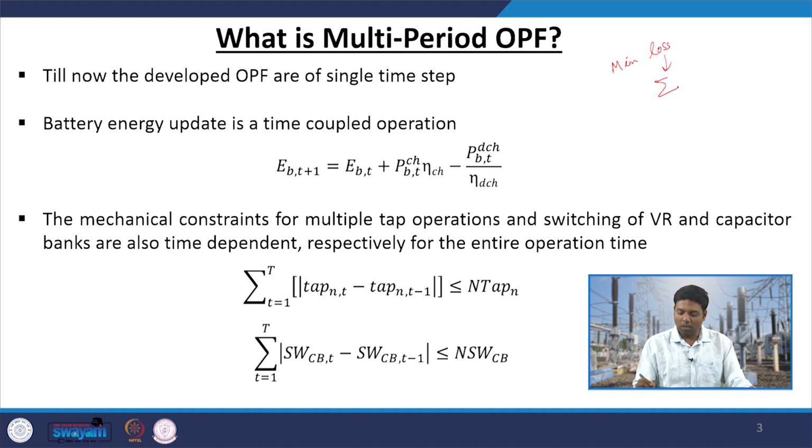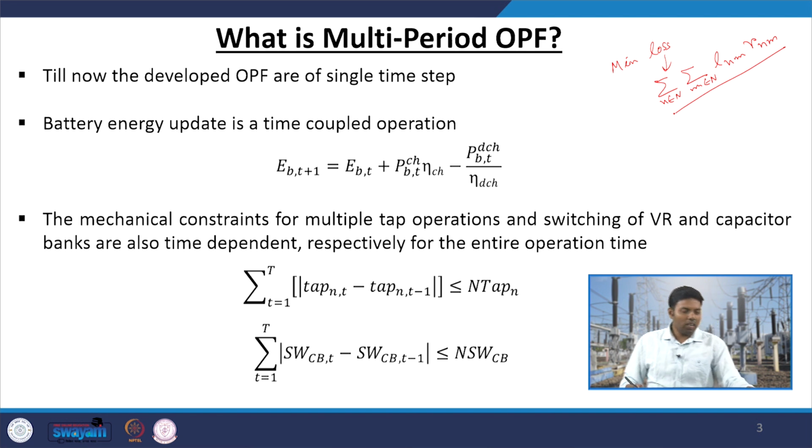We write it as the summation of n for all the buses, then m for all the buses, of L n m and R n m. That is for a single time step. We did it for a single time step and it is not time coupled or for the entire time horizon. Also, the DERs we considered were of PV inverter type.